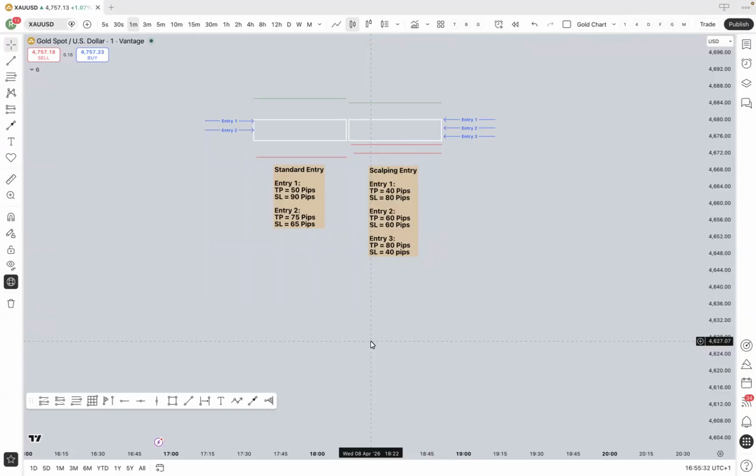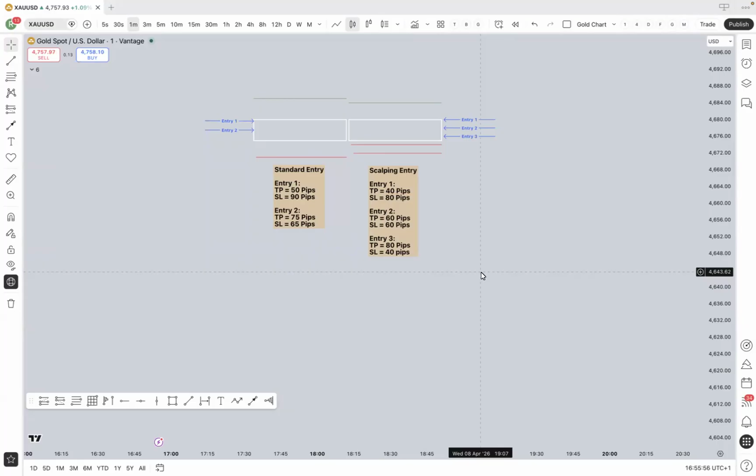Okay, what we're going to cover in this short video, hopefully as short as I can make it for you, is the different options in terms of entering a trade. Now, you'll see that we have a typical standard gold standard entry and a typical gold scalping entry. These are the two Telegram channels that you will be a part of within our community.